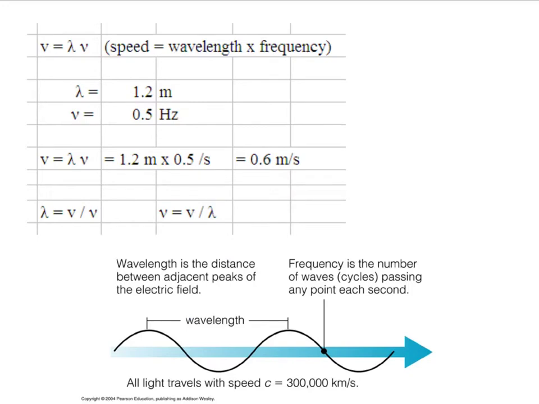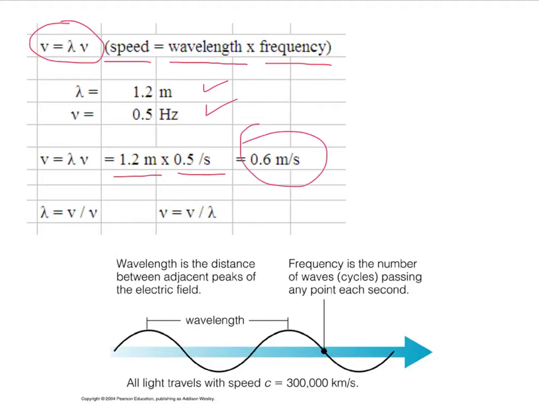Okay, so here's our sample calculation. Our key equation that you see up here on the left is v equals lambda nu, or v, speed or velocity, is lambda, the wavelength, times nu, the frequency. And so if I know the wavelength, and that's 1.2 meters, and if I know the frequency, and that's 0.5 hertz, then the simple calculation is that the speed is the wavelength times the frequency, and that would be 1.2 meters times 0.5 per second, or 0.6 meters per second.